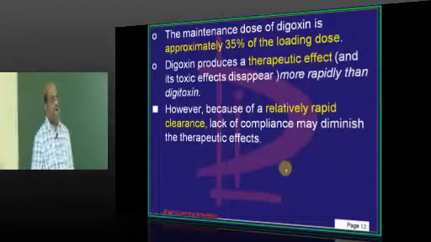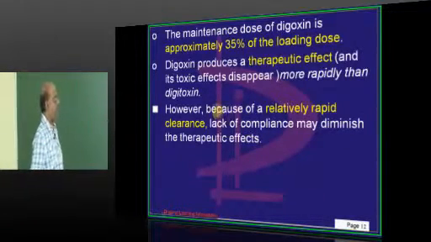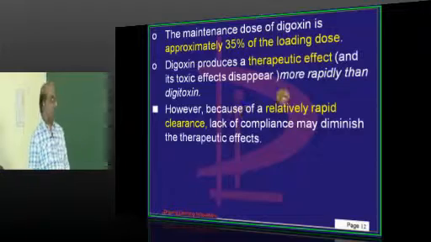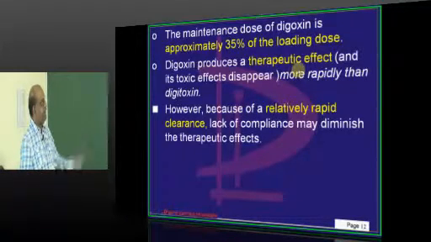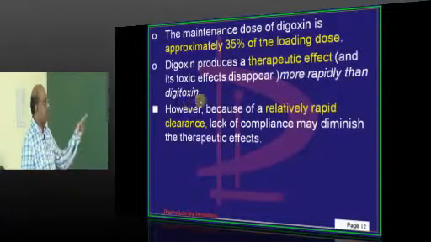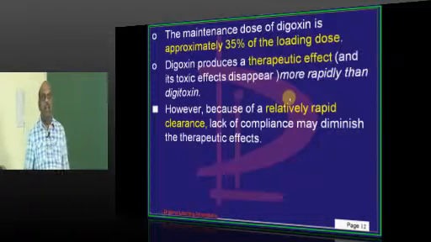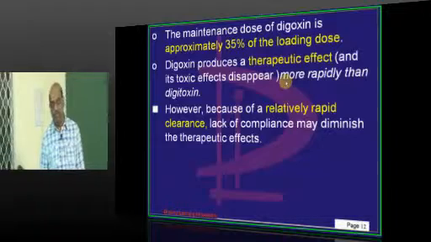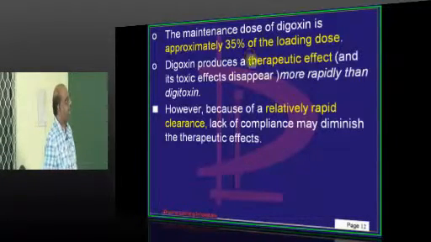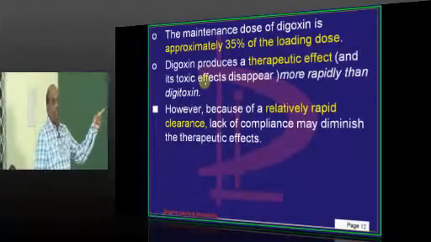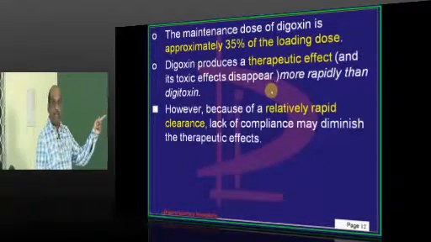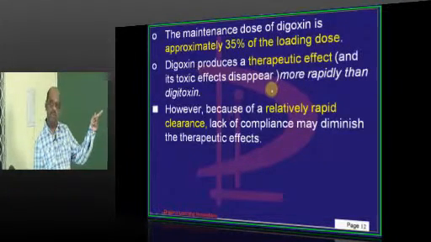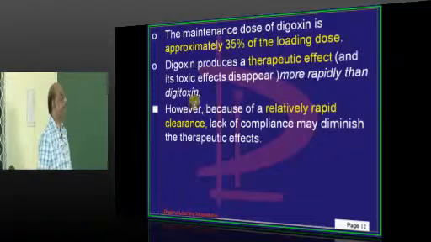And Digoxin versus Digitoxin, if you take, Digoxin's effects appear, both therapeutic effects and the disappearance of toxic effects, more rapidly compared to that of digitoxin. That's the reason we prefer digoxin, because therapeutic effects appear rapidly and toxic effects disappear rapidly for digoxin compared to digitoxin.